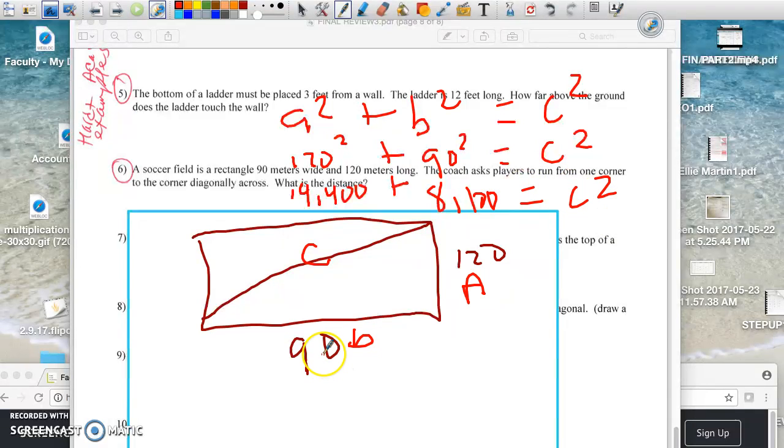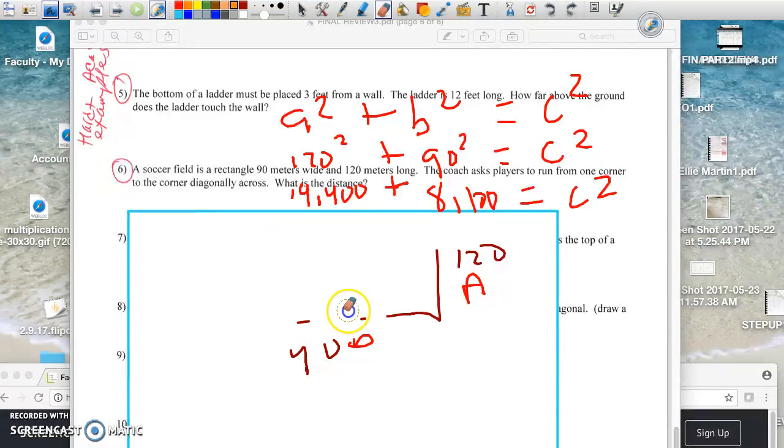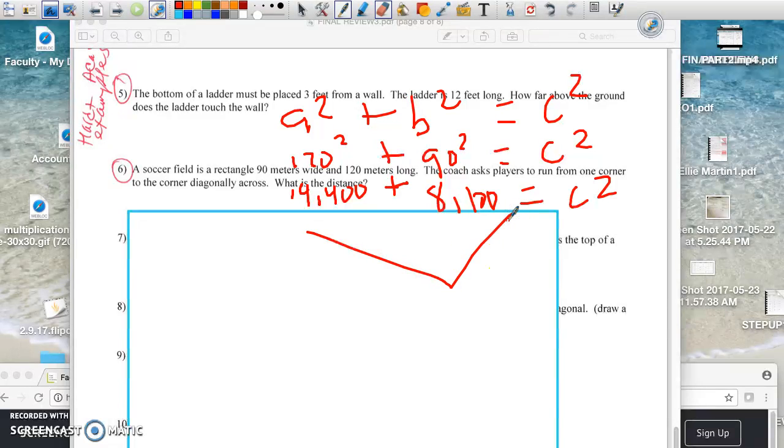equals C squared. Okay, so with this, do exactly what it says. Look, it says this plus this equals C squared. So, what does that mean? It means first we're going to add. Let me get rid of this first. Get this out of the way because you don't need it now, right? Add those two together, you're going to get 22,500 equals C squared. Okay.